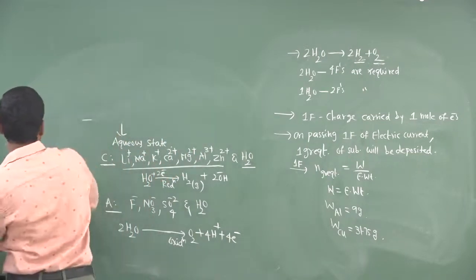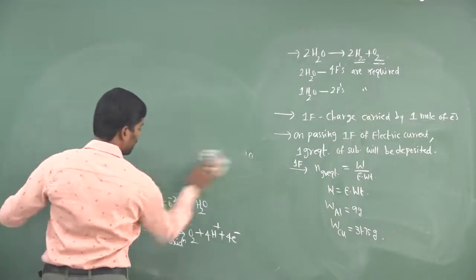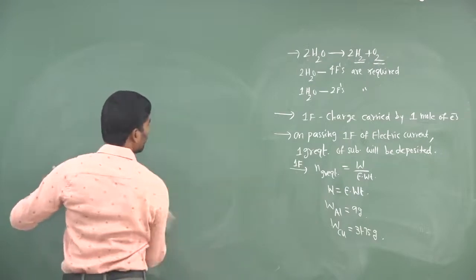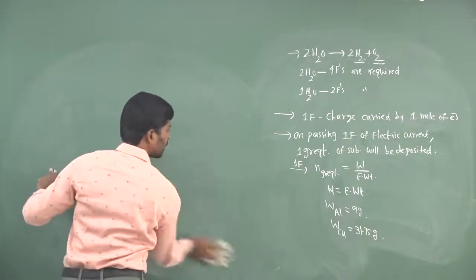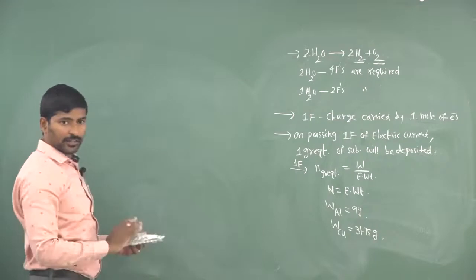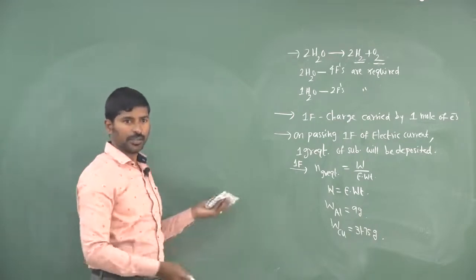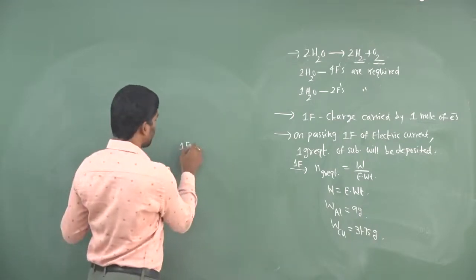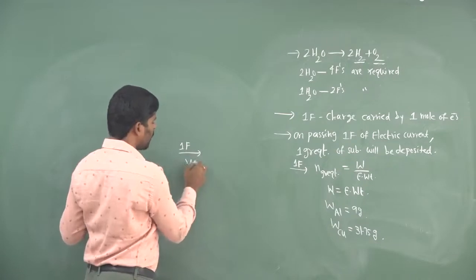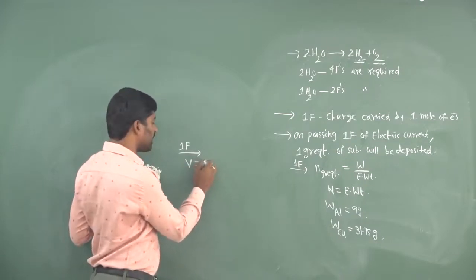So by passing 1 Faraday of electric current, the weight of substance deposited is nothing but its equivalent weight. For gases, we may calculate volume. By passing 1 Faraday of electric current, the volume of gas evolved is called its equivalent volume.